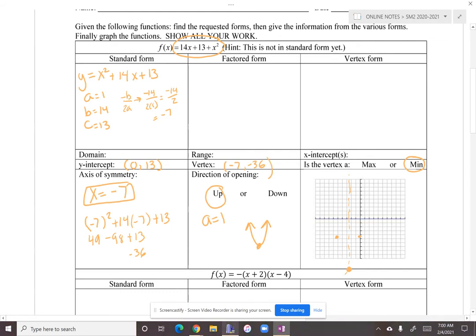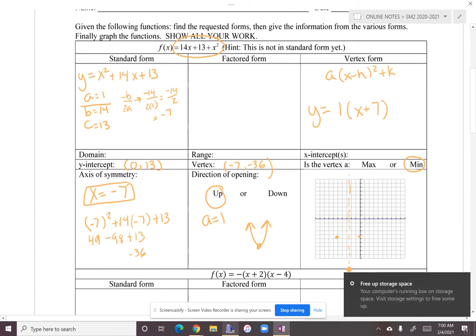Okay. And the nice thing is I can go straight to vertex form because if you remember, vertex form is a times x minus h squared plus k, where h and k are your vertex. I can write it as y equals a is 1, x minus h, so that's going to be x minus negative 7, so it's plus 7, and minus 36. So y equals x plus 7 squared minus 36.